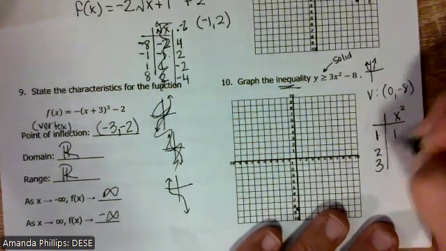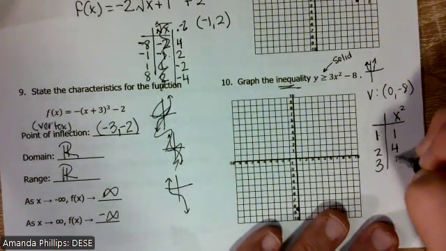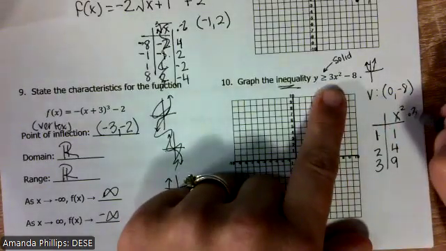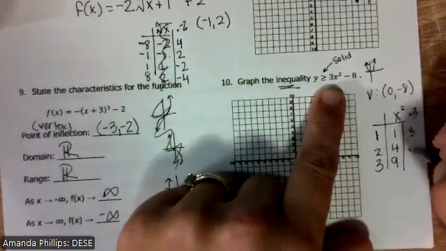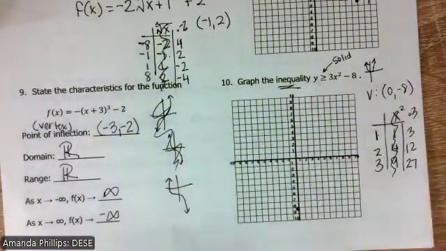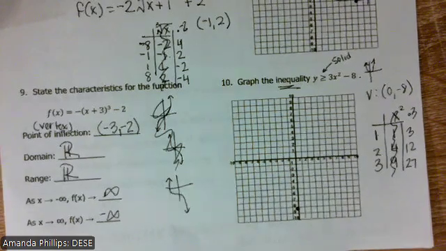So 1 squared is 1, 2 squared is 4, 3 squared is 9. All right, check for the a value. Ooh, I got 1. We're multiplied by 3. So 3, 4 times 3 is 12, 9 times 3 is 27. All right, some of these will not fit on there, but we're going to try the best we can.